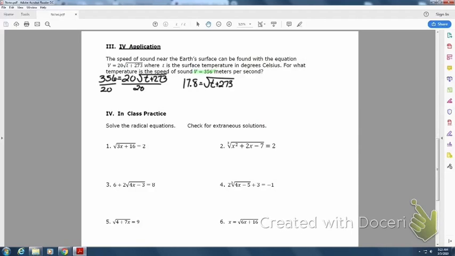And then after that, Allie, what do I need to do? Okay. Square both sides. If I square that, I get 316.84. And then Dylan, what is the last thing I need to do to solve for T there? Subtract 273. So the temperature that you get is 43.84.